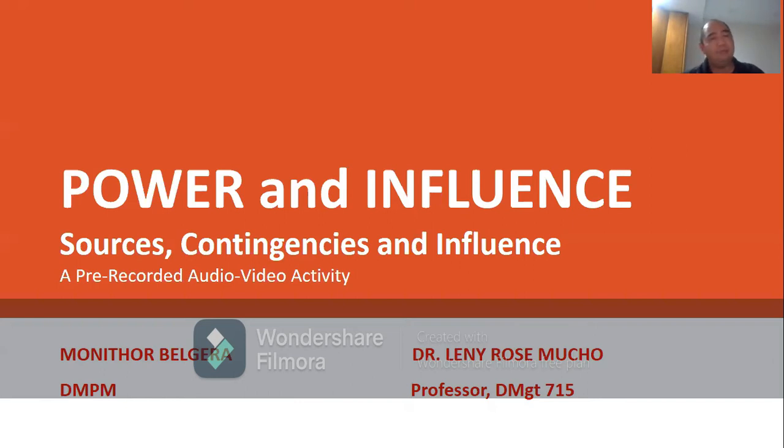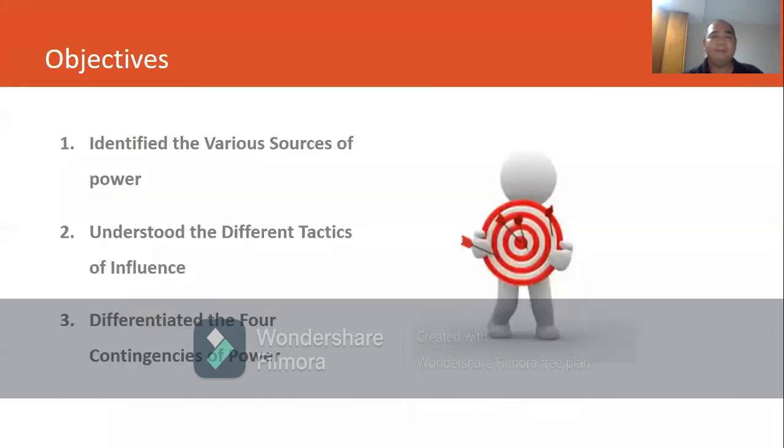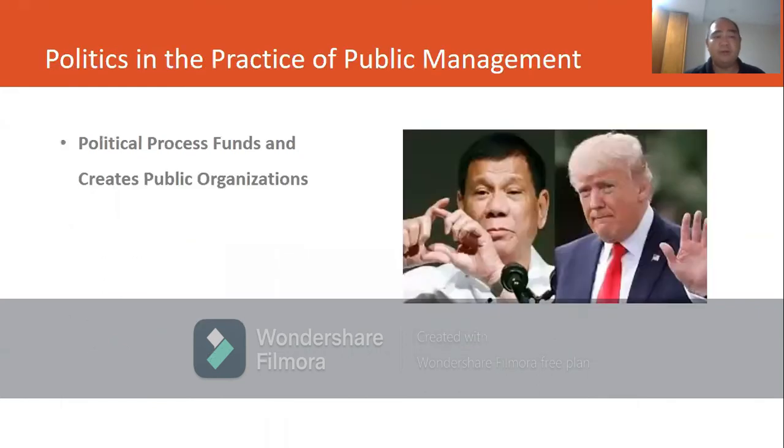Now, let me begin my presentation by presenting to you my objectives that are in the output-based form. The first is to have identified the various sources of power. Second is to have understood the different tactics of influence. And lastly, to have differentiated the four contingencies of power.